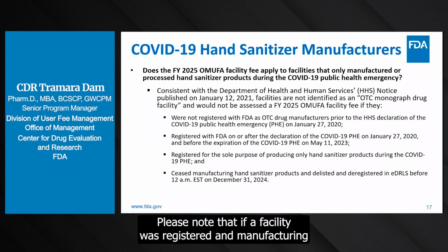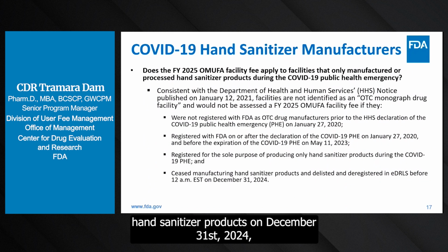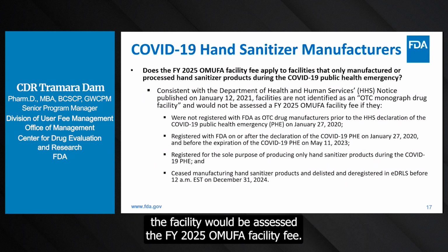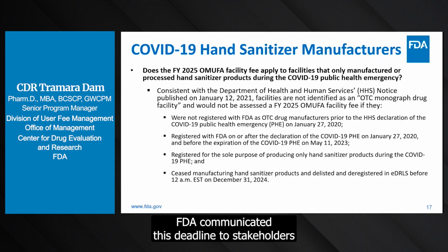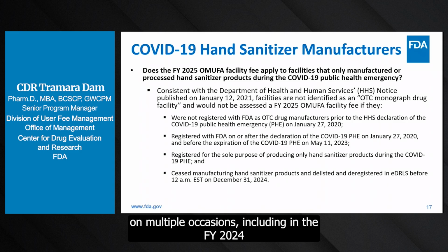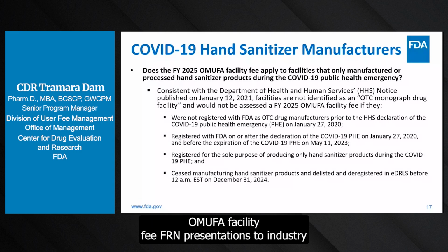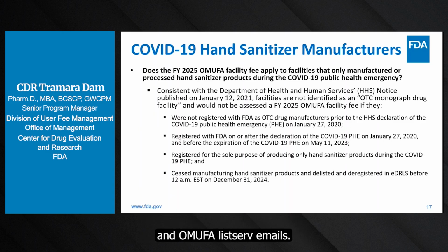Please note that if a facility was registered and manufactured hand sanitizer products on December 31st, 2024, the facility would be assessed the FY 2025 OMUFA facility fee. FDA communicated this deadline to stakeholders on multiple occasions, including in the FY 2024 OMUFA facility fee FRN presentations to industry and OMUFA listserv emails.